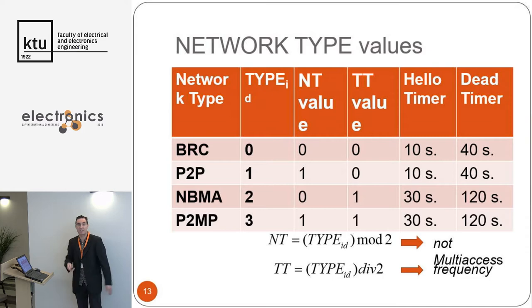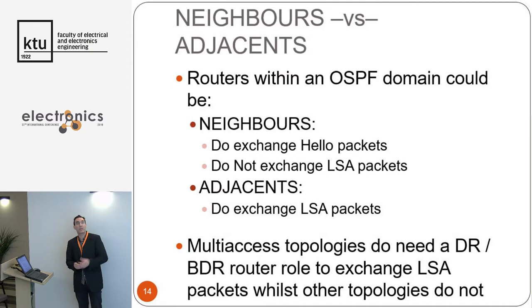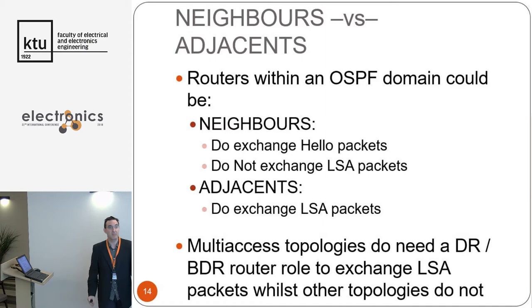Then another important thing for OSPF is the distinction between neighbors and adjacencies. A neighborhood relationship means that two OSPF routers exchange hello packets, but they do not exchange LSA packets. In order to exchange LSA packets, two neighboring routers must be adjacent as well. And to be adjacent, they must be either in a non-multi-access network, or, if we are in a multi-access case, the LSA packets are only exchanged if one of the two routers is the DR or BDR, meaning designated router or backup designated router.